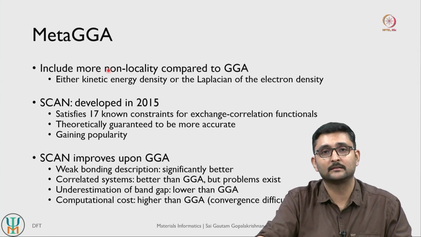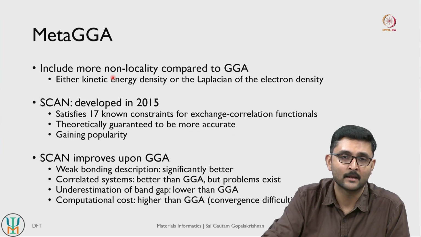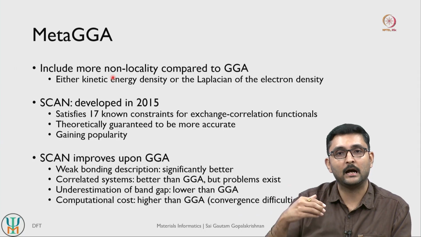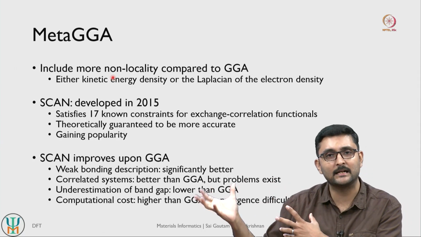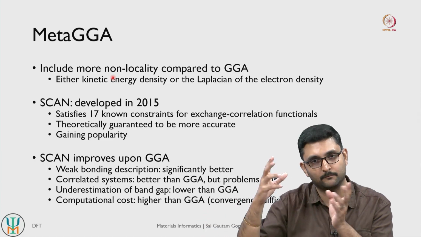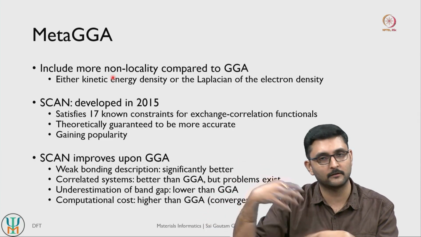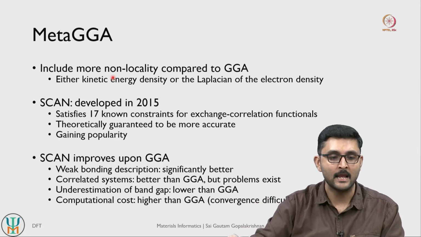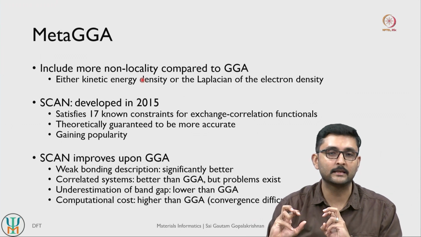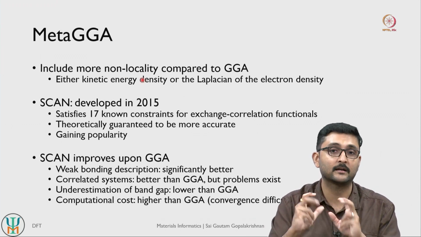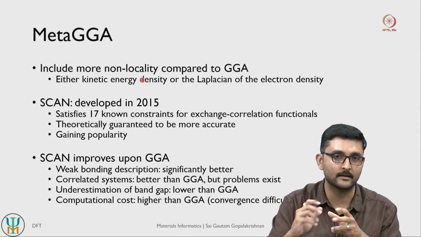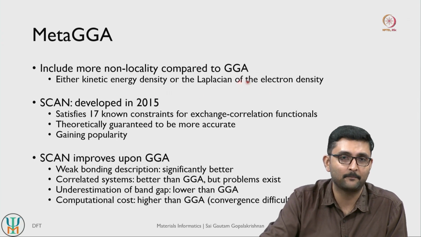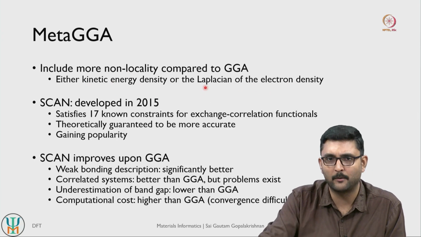The other way to include this non-local information is to take the kinetic energy density, right. So kinetic energy densities are basically Laplacians of your one electron wave functions, right. So one electron wave functions are in turn related to your electron density. So it is basically the sum of all one electron wave functions squared over all of space, right. So that is basically your electron density. So if you take kinetic energy density, you are somehow including the second derivative or the curvature effects of your electron density itself, right. So you can take in either kinetic energy density or the Laplacian of the electron density. So both approaches are possible in meta GGA.